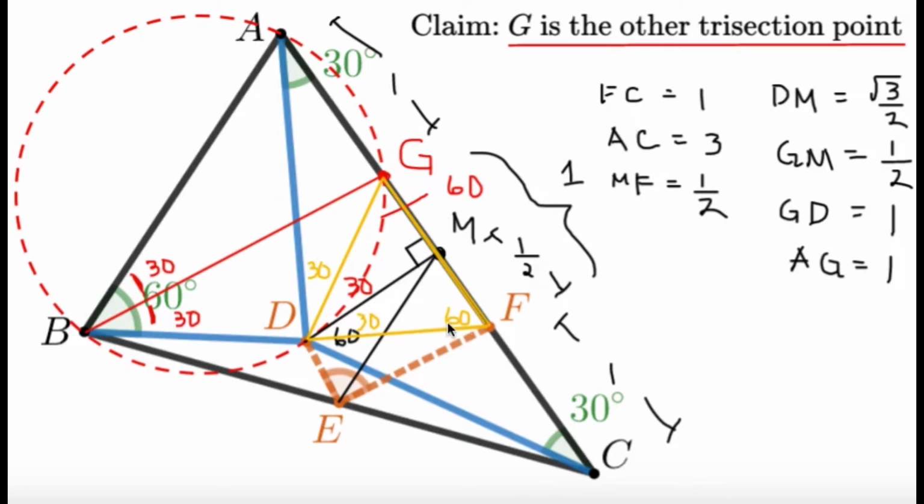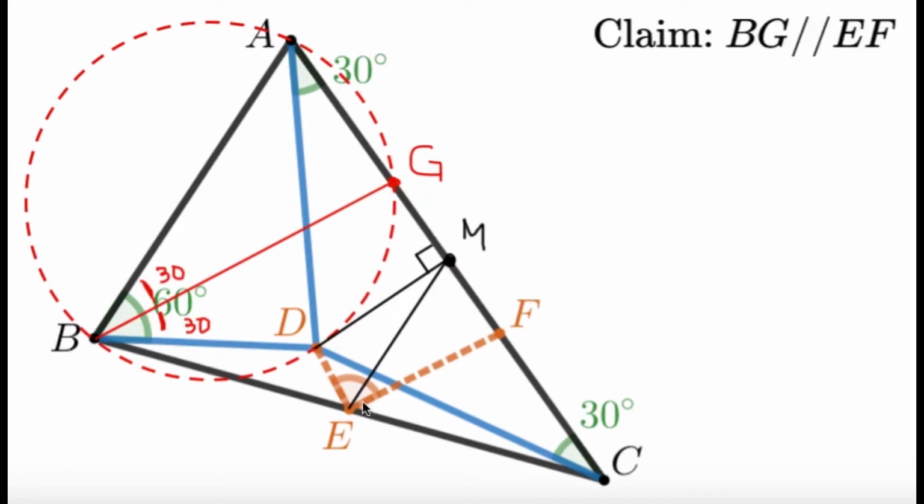Now, next, we didn't really use the fact that E is the midpoint of BC yet. I mean, yes, we kind of connected E and M here, but we didn't really use any properties related to the fact that E is the midpoint. So let us try to do that. So I'm going to claim that BG is parallel to EF.